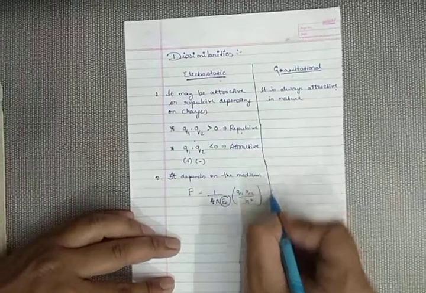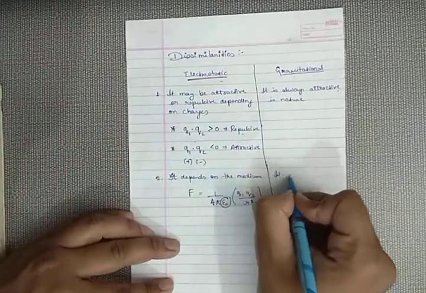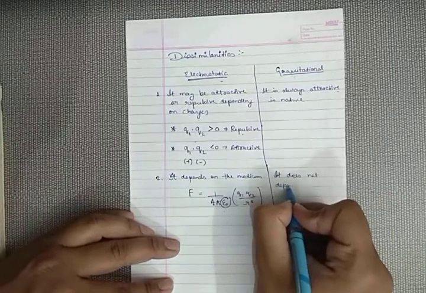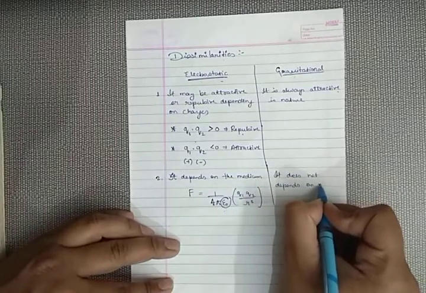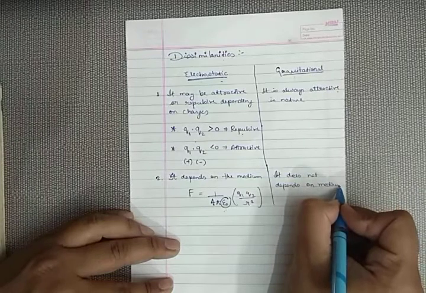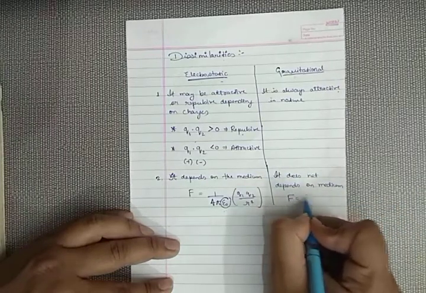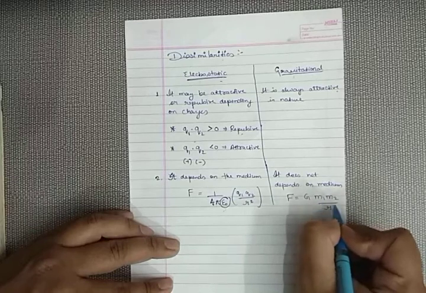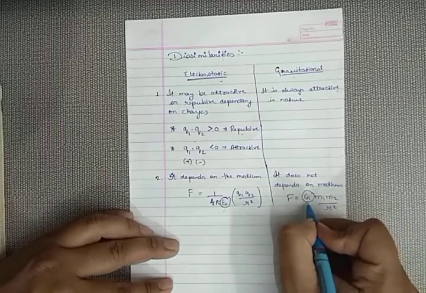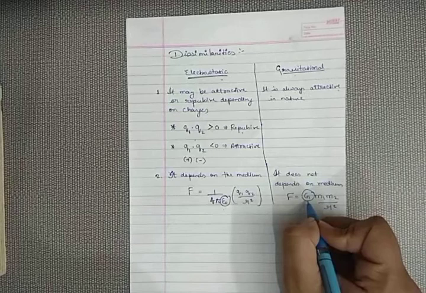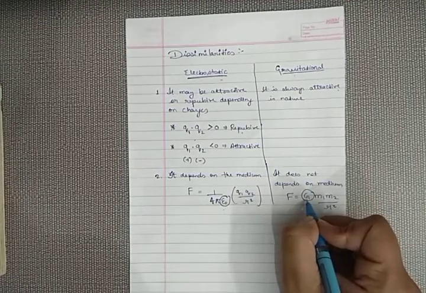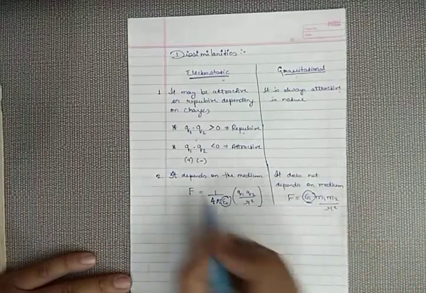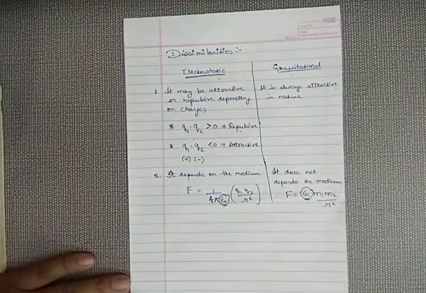But if we talk about gravitational force, it does not depend on the medium. As we are using the formula F equals G m1 m2 by r square, this G is a universal constant. We can move to any medium, this G does not change. So this force does not depend on any medium, whereas electrostatic force depends on the medium.